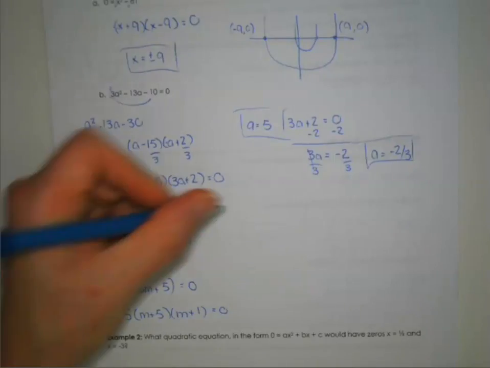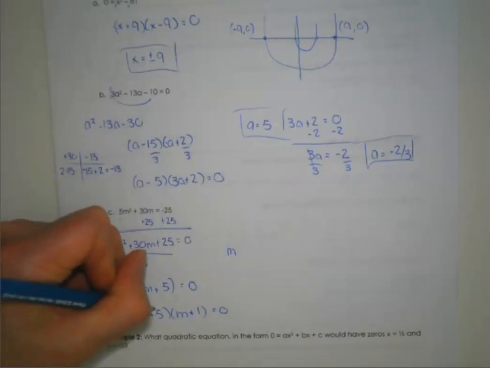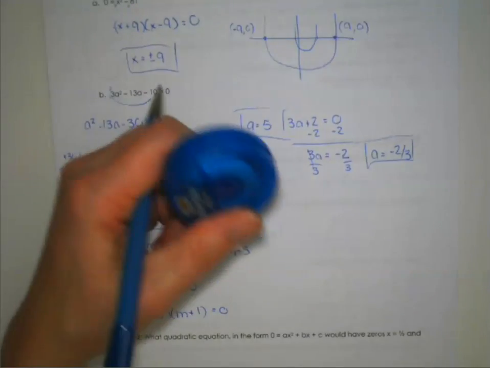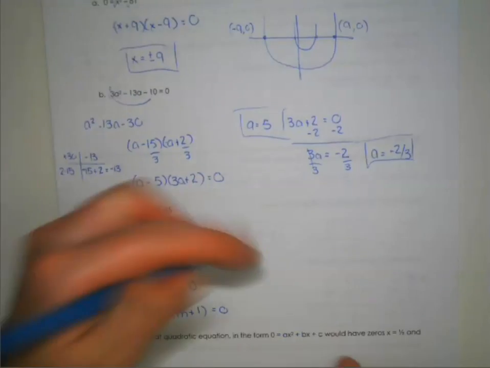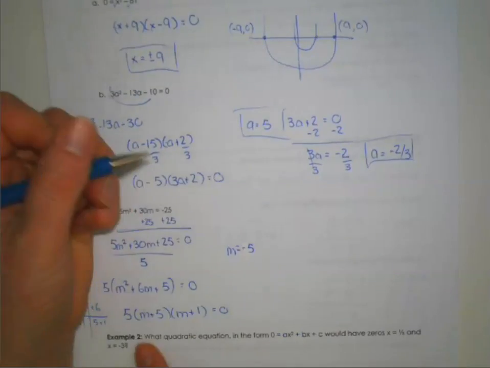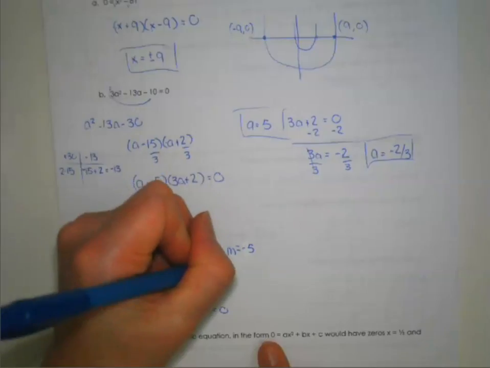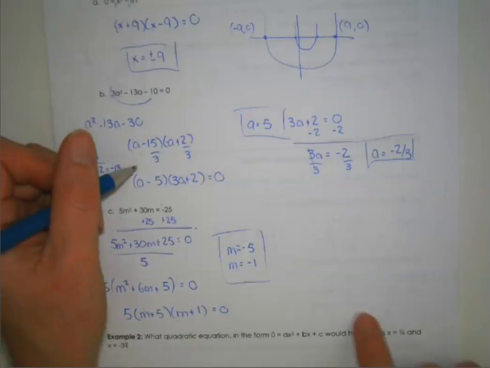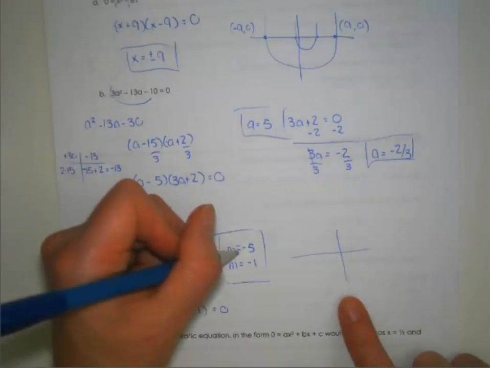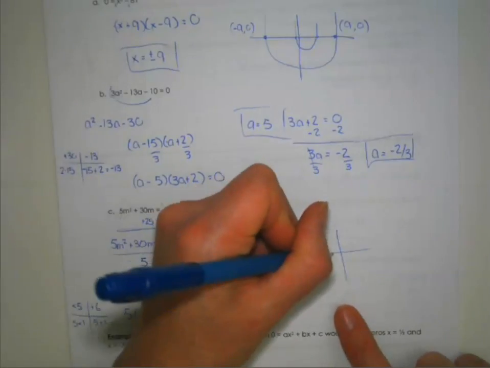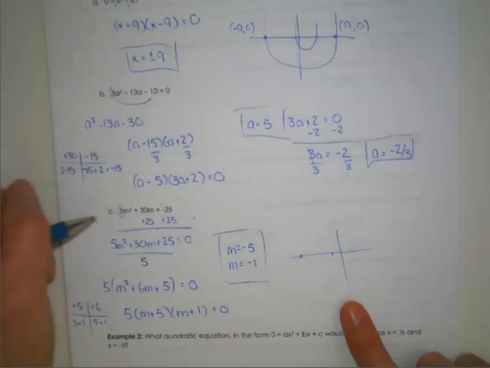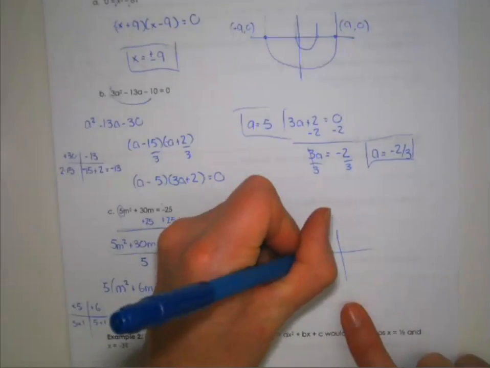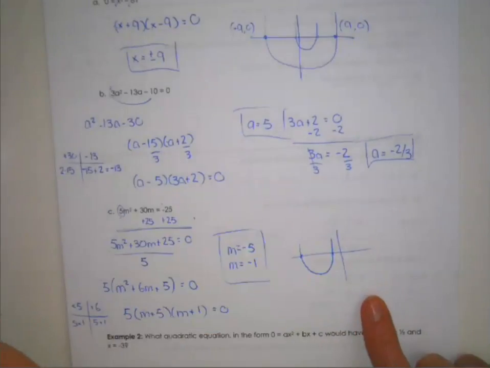So again, our answers are going to be fairly straightforward. M equals negative 5 and m equals negative 1. Okay, so those are my two possible solutions. So that means if I were to draw my graph, I would have negative 5, negative 1. I had a positive a value there, so it's going to open upwards. So in a general kind of sketch, my graph is going to look something like that. Okay.